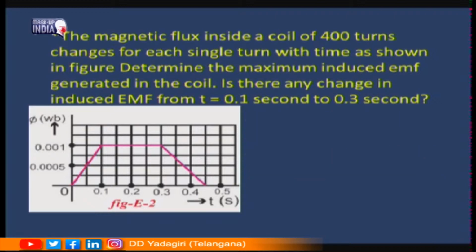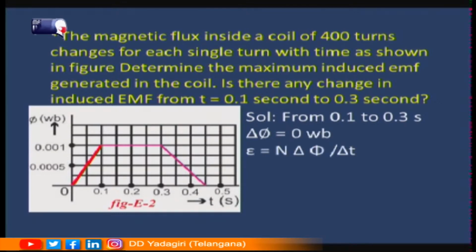And coming to the next part, from 0.1 to 0.3 seconds the change in flux is 0 Weber, because the flux is constant, which is equal to 0.001 Weber, there is no change in flux. So, there will not be any induced EMF because change in flux is 0.